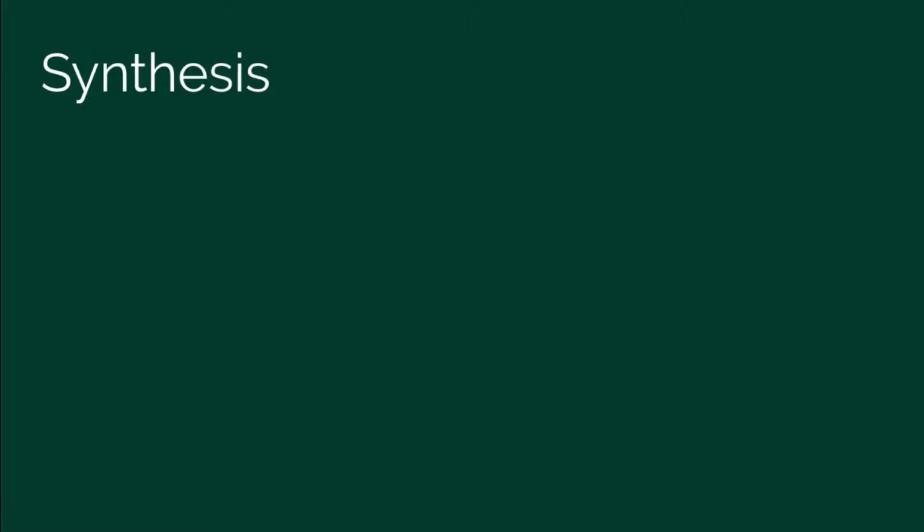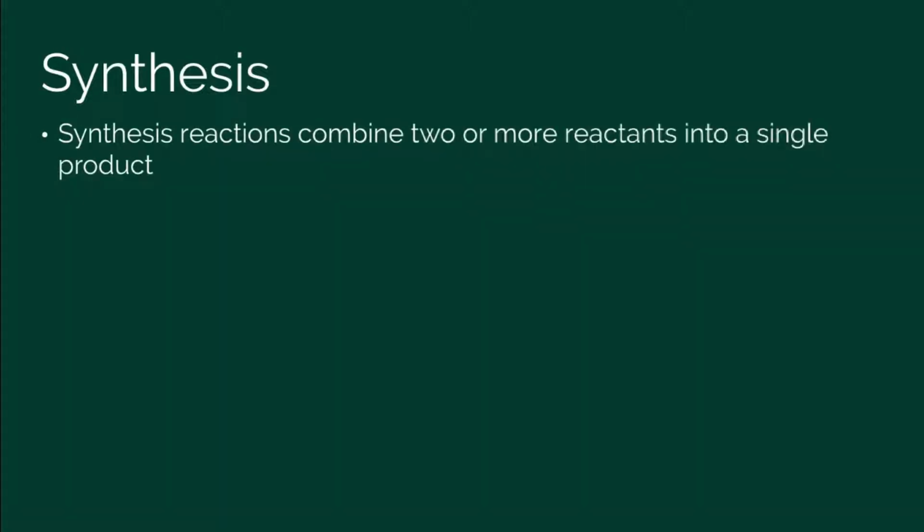Now, for the synthesis reaction, what's happening here is that we're taking two or more reactants. This is what we start with, and they're combining to make a single product. So the general form that you'll see on these is that we can have reactant A plus reactant B, and through our chemical process, they will combine to form a single product.